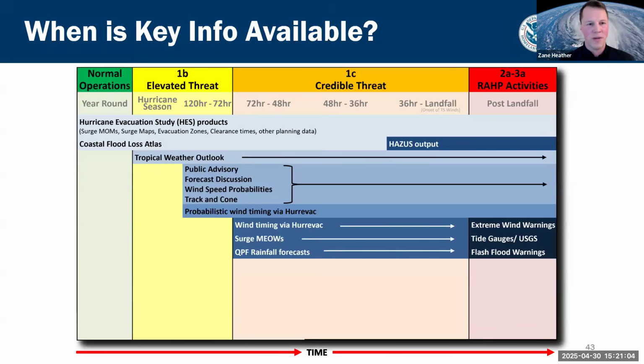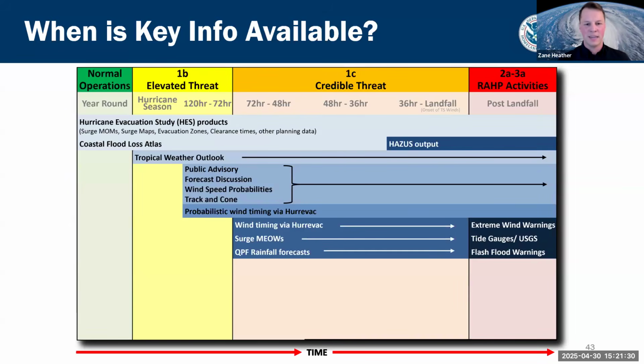And then when you have a credible threat for your jurisdiction, you've got additional information that is available in HURREVAC, which you can access, and we'll look at HURREVAC more in a bit. There are also planning storm surge products associated with storm characteristics, like MOMs instead of MEOWs, and additional information produced by the National Weather Service.